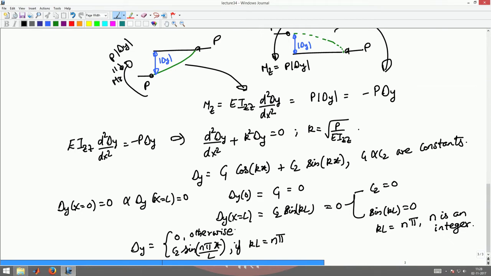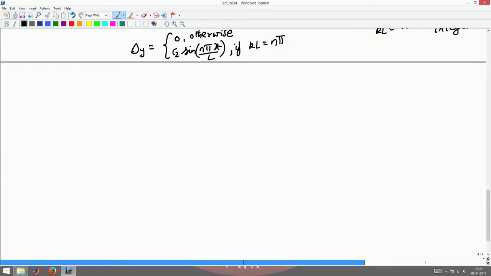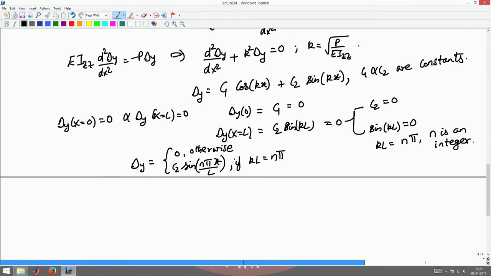Now let us look at what this condition kL equal to n pi means. We said that k was square root of P by E Izz, so k times L must be equal to n pi, which implies P is n square pi square E Izz by L square. That is, if the load takes this particular value, then an alternate solution arises, which is given by sin n pi x by L. The deformation is part of a sine wave.